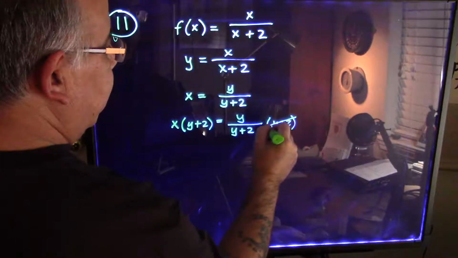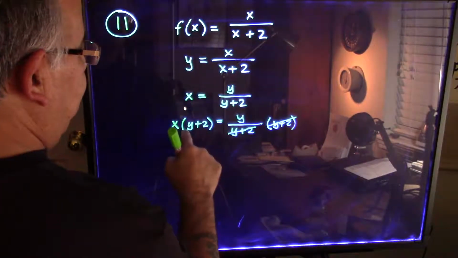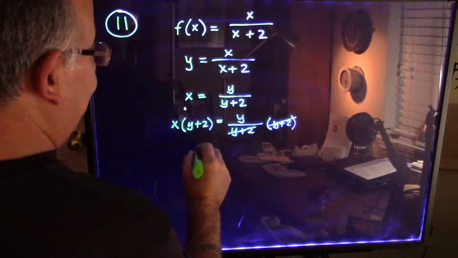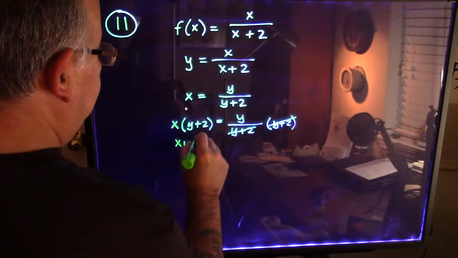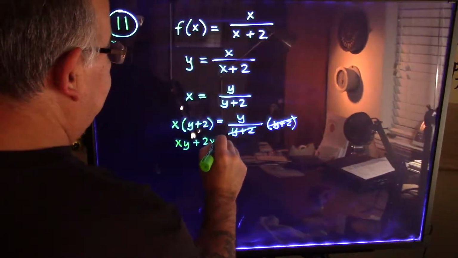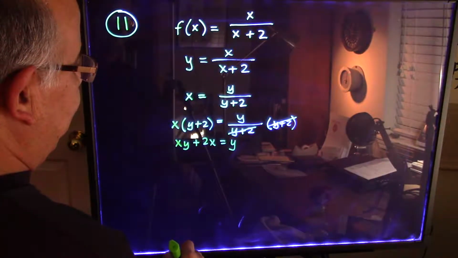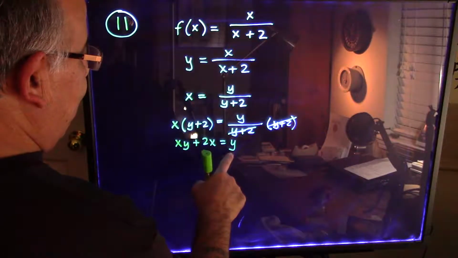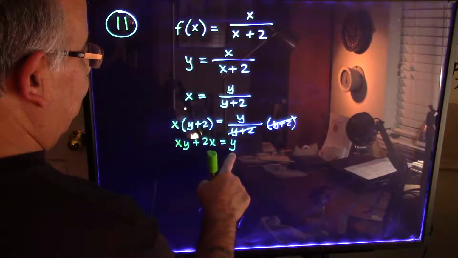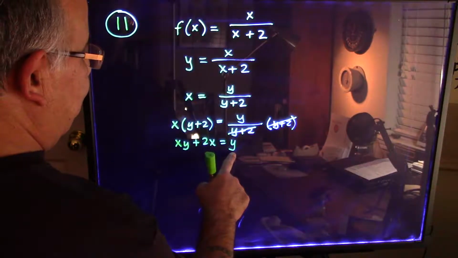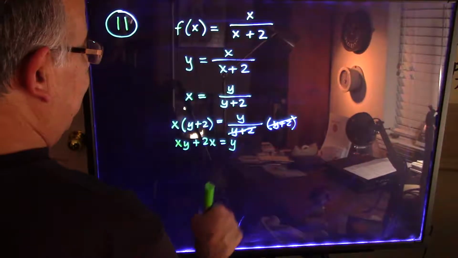Alright, these will cancel. And that leaves you with x times the quantity y plus 2 equals y. Distribute that x through, so you get xy plus 2x equals y. Now what I want to do is isolate the y's. So I'm going to subtract y from both sides and subtract 2x from both sides. Or think of transposing this to the other side. Make it a negative y over here. And transpose the 2x, make that a negative 2x over here.